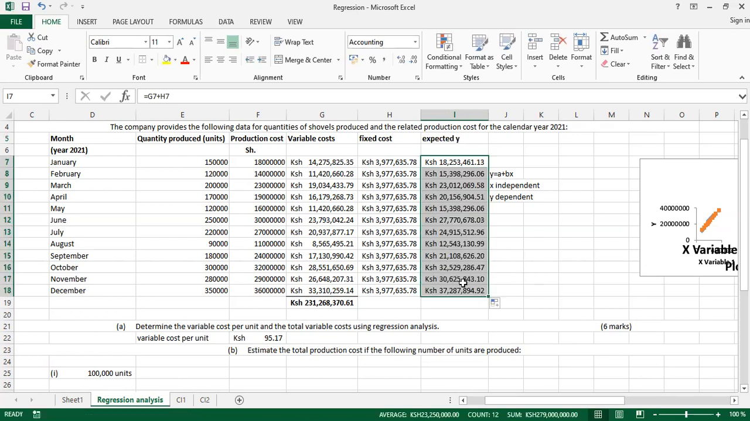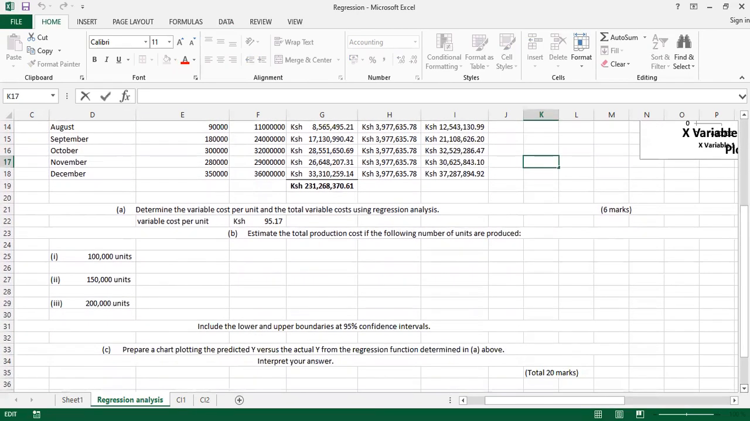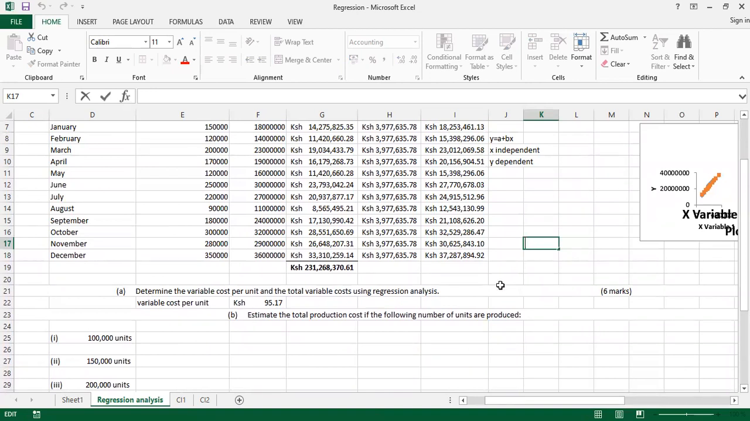You can see that there are some deviations, from 36 to 37, 18 to 25. There are some variations. That's why we are plotting the expected y versus the actual y, and you interpret your answer. So you have already determined the variable cost per unit and the total variable cost using regression analysis.